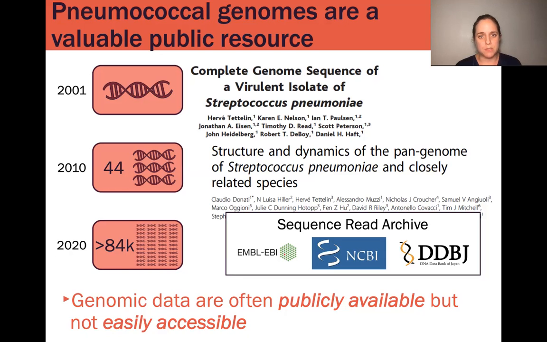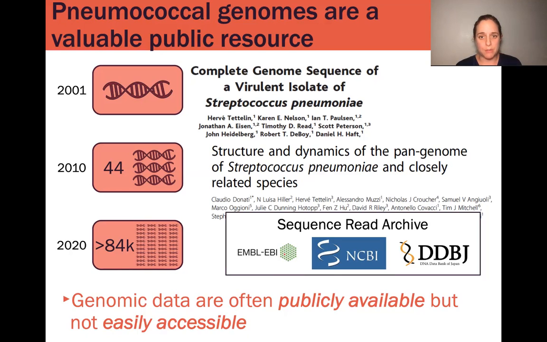Over the past 20 years, we've also seen a shift in the culture of data sharing, where publishers and funding bodies now require authors to make their data publicly available. This is fantastic, and it's resulted in a massive increase in the genomes available from public repositories, such as the Sequence Read Archive, where there are currently over 84,000 pneumococcal records available.